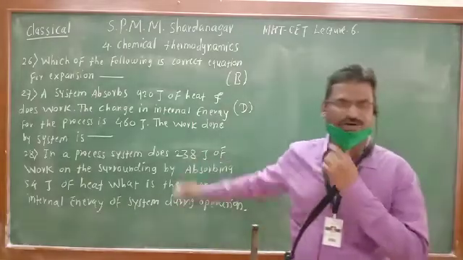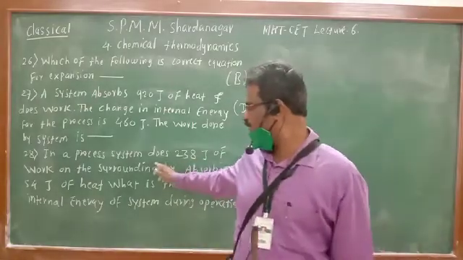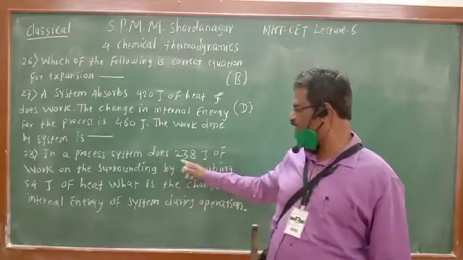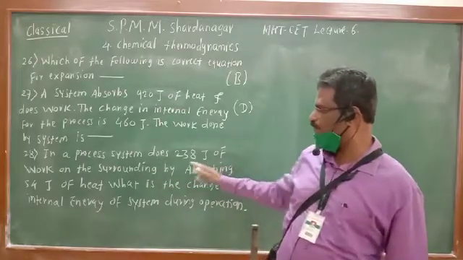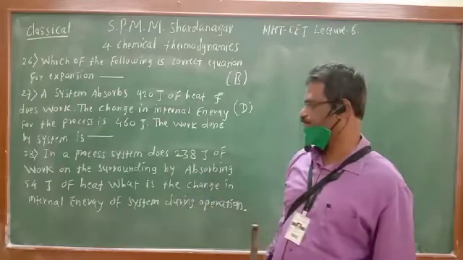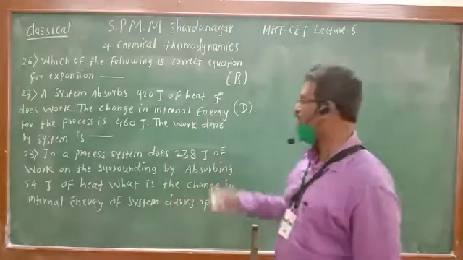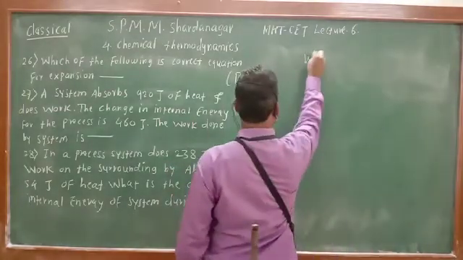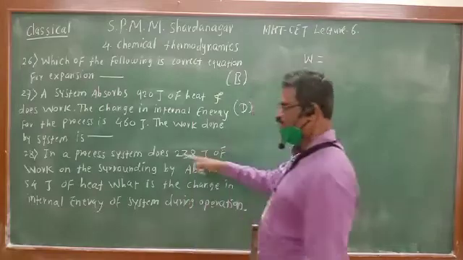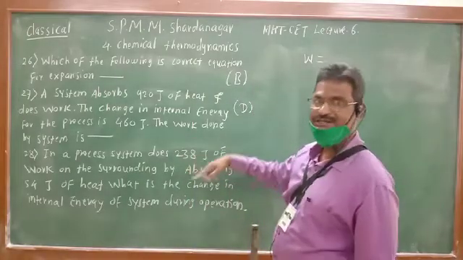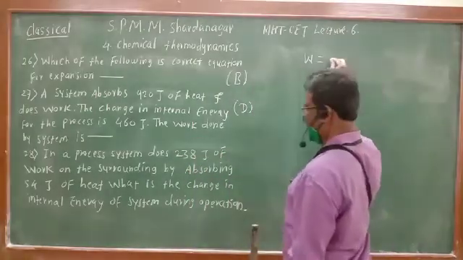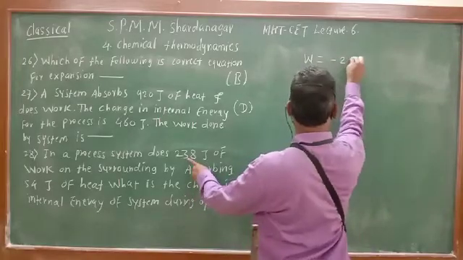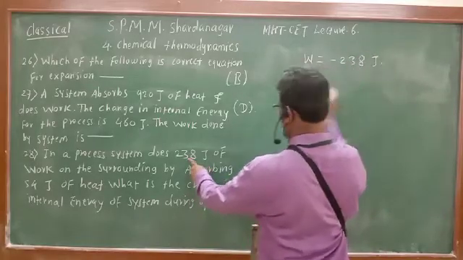What is question number 28? In a process, the system does 238 joule of work on the surrounding. System does work on the surrounding means W. Is it the process of compression or expansion? System to surrounding means it is expansion, and that is equal to minus 238 joule.